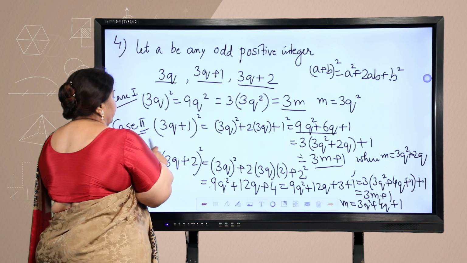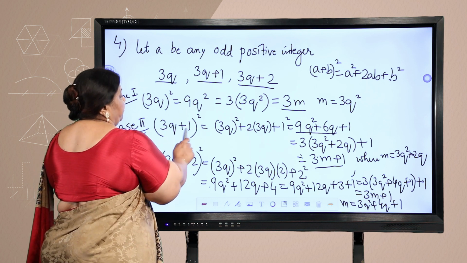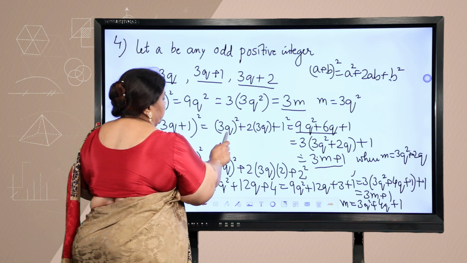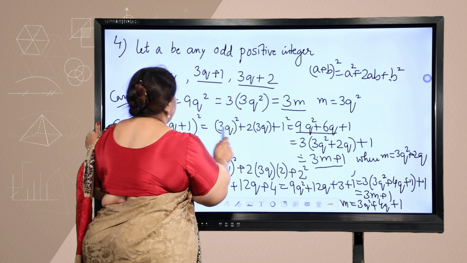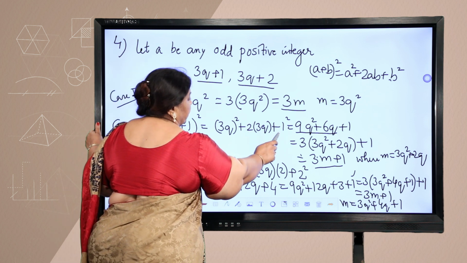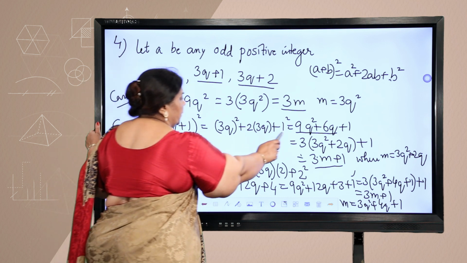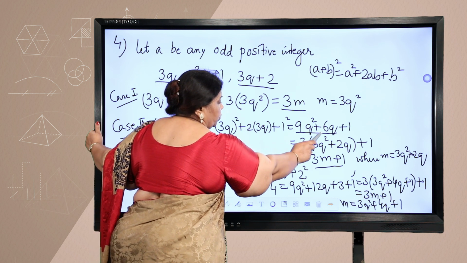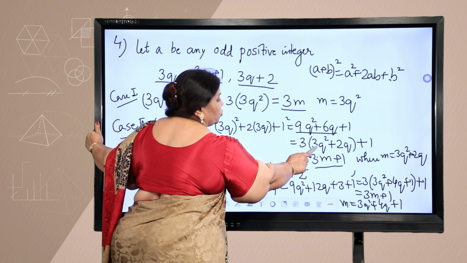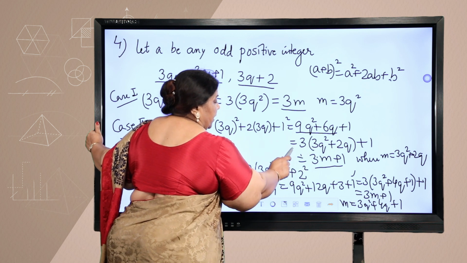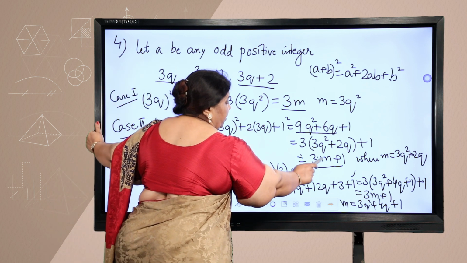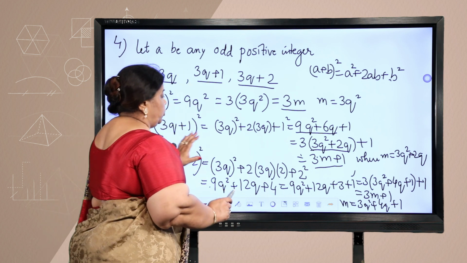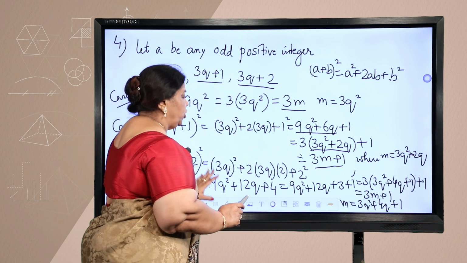Let us see the second case. We have (3q plus 1) whole square. We are using the identity to expand the binomial here. We have (3q) square plus 2ab, 2 into 3q into 1, plus 1 square. That gives me 9q square plus 6q plus 1. Here, if I take 3 common in the first two terms, I have 3 into (3q square plus 2q) plus 1. That again can be written as 3m plus 1, where m is nothing but 3q square plus 2q. So, we have shown the second case also can be expressed in the form 3m plus 1.